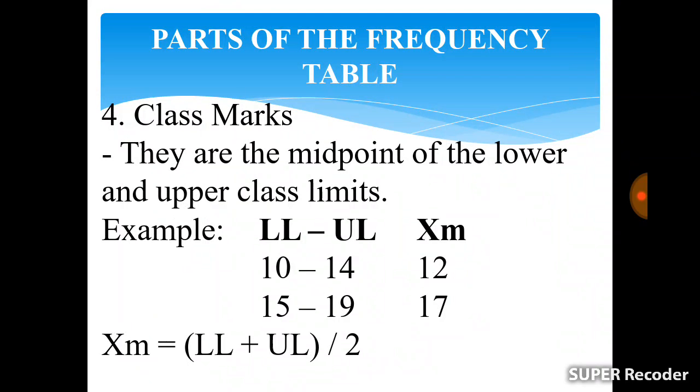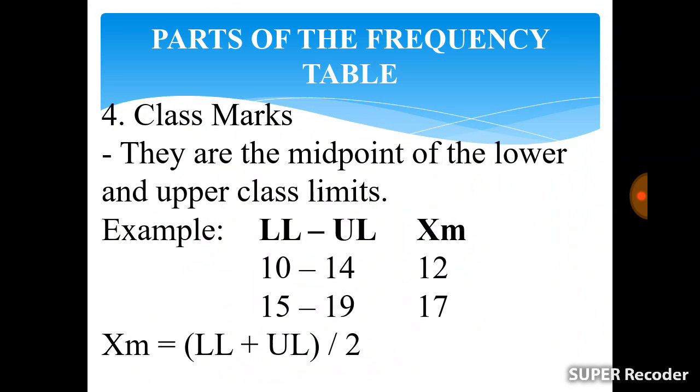So class marks. So they are the midpoint of the lower and upper class limits. So as you can see here, the lower limit and the upper limit. So from, let's say, from 10 to 14. And your class mark is represented by x sub m or xm. So to get the class mark, you just have to average or add the lower limit and the upper limit, then divide it by 2.